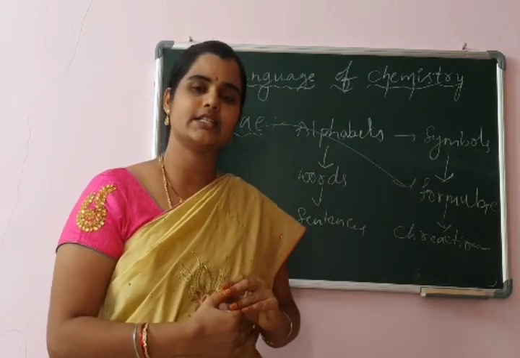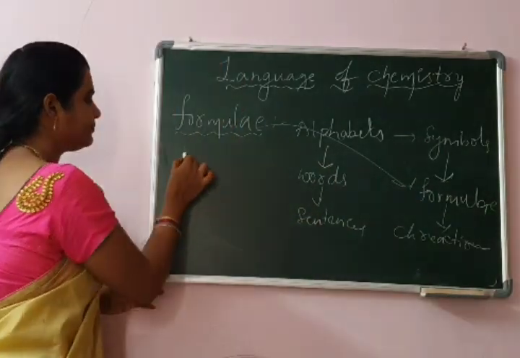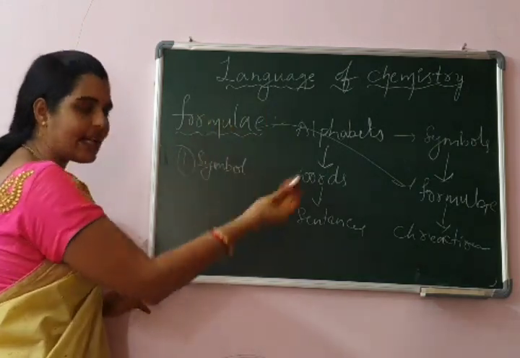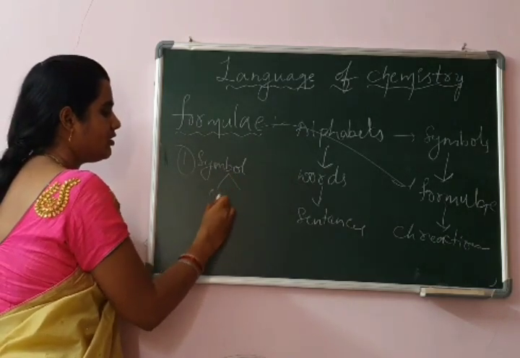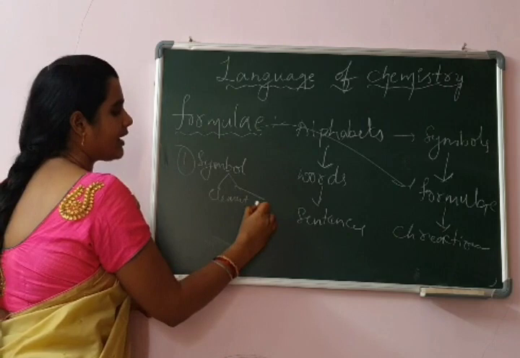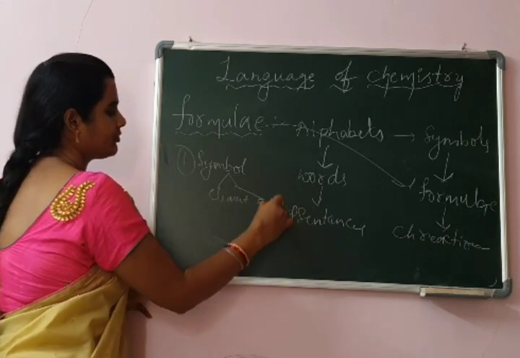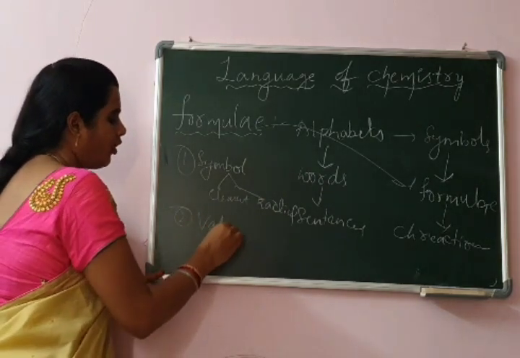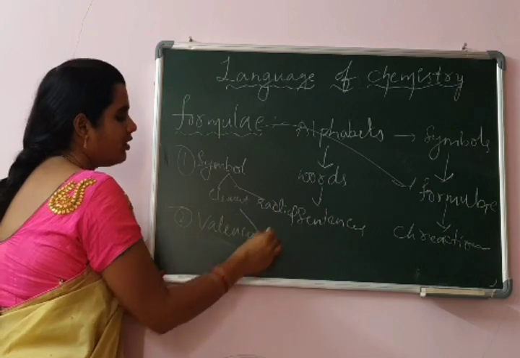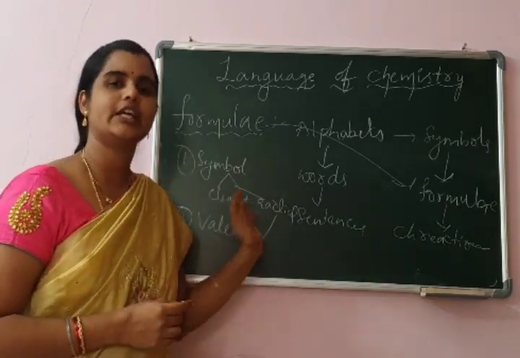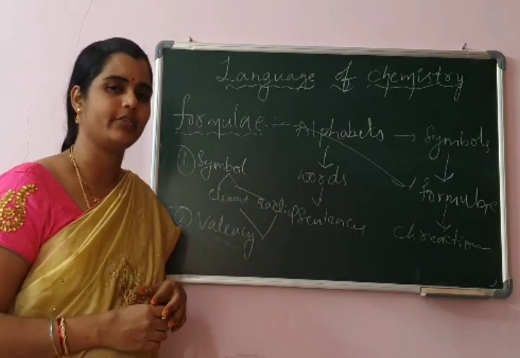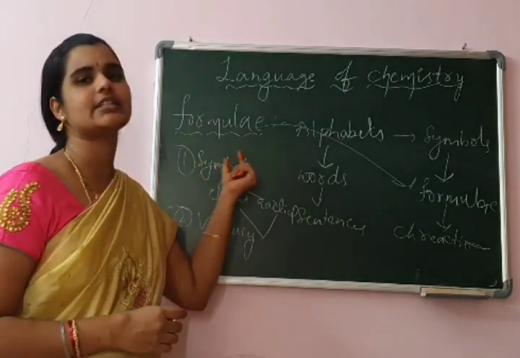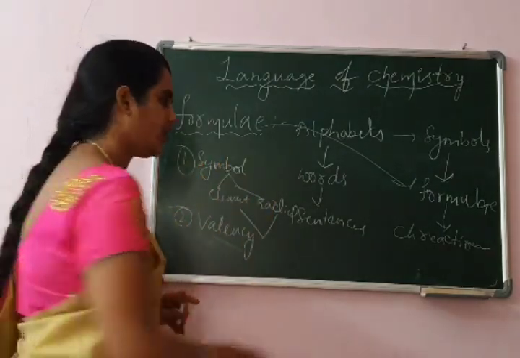So what are the two conditions? The first is the symbol of the element or radical. The second thing is you need the valency of the element or radical from which the molecule is made up. First, what is meant by formulae? We will discuss that, and then we will discuss all these necessary conditions.